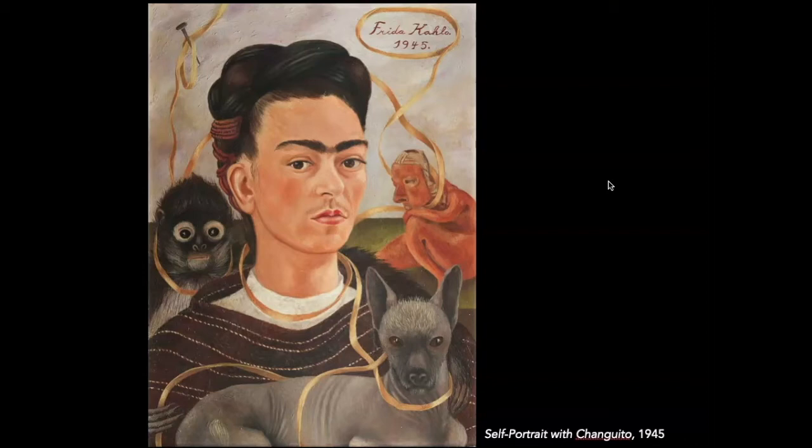Among her many self-portraits, this one stands out and signals distinct aspects of the artist's social, political, and species identity that I'd like to explore in this talk. As we will see, complex interspecies dialogues are at play in Self-Portrait with Changuito, and like the golden ribbon that weaves its way through the surface of the picture, all are intimately linked with the artist.